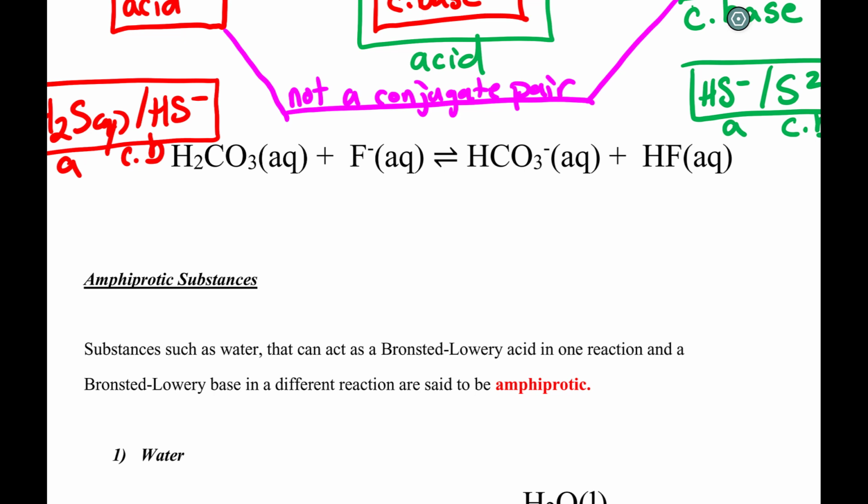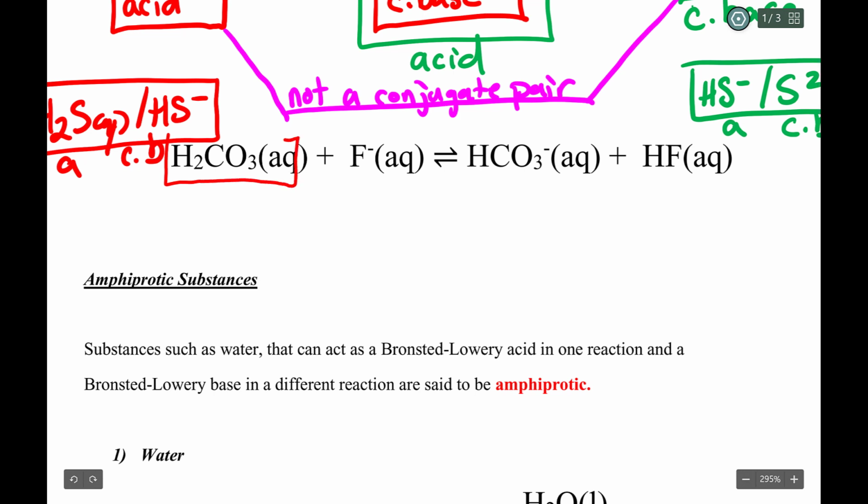Okay, now that you've had a chance to try the question, let's go through the answer. When I look at my reactants, the first thing I want to look for is anything that is definitely an acid and or is definitely a base. And in this question, I have actually both of those things.